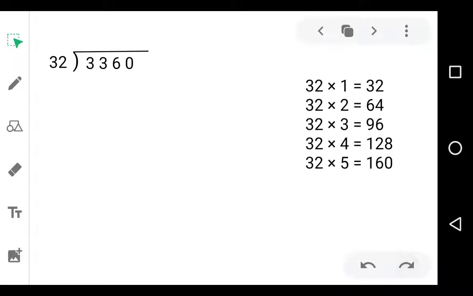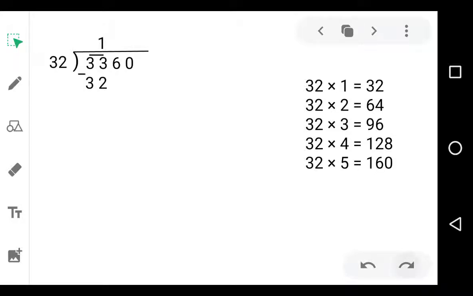So first we prepare the table of 32. Now let's divide it. So see here, we take the first two digits, 33. 32 is smaller than 33. So see, where does 33 come in the table of 32? 33 does not come in the table of 32. So we see the number which is less than and nearest to 33. Which one is it? 32 ones are 32. So we write 1 in the quotient and 32 below the 33.